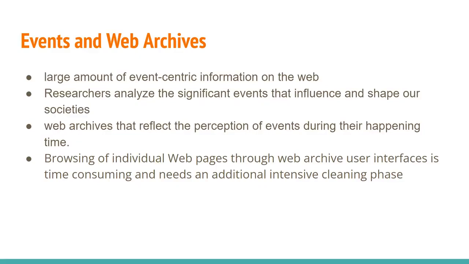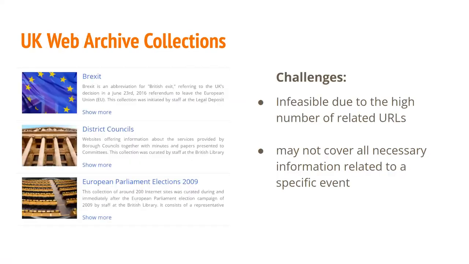Browsing web pages through web archives one by one is time-consuming and needs an additional intensive cleaning phase. So having a collection of web documents about a specific event could facilitate their research. The image in this slide shows some examples of available collections in the British Library web archives. These collections are manually created by the staff in British Library.